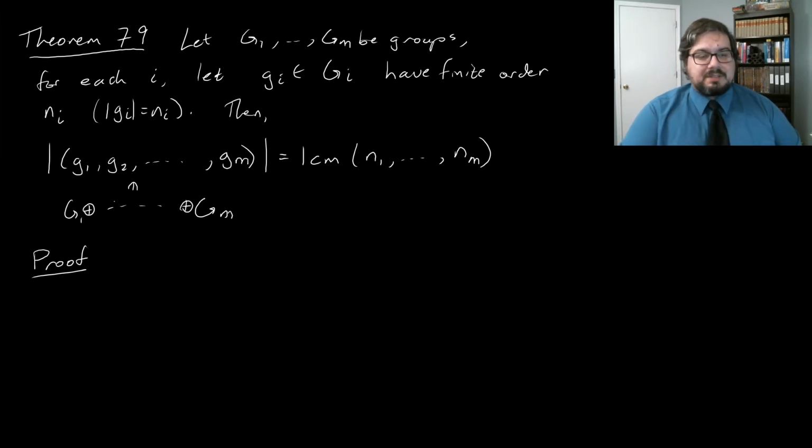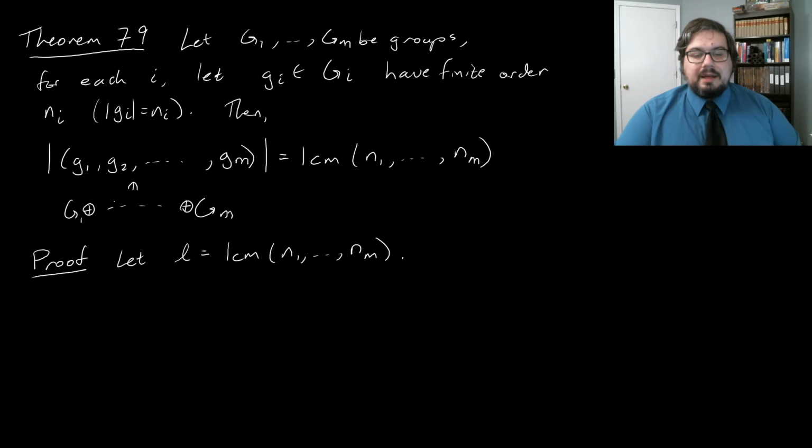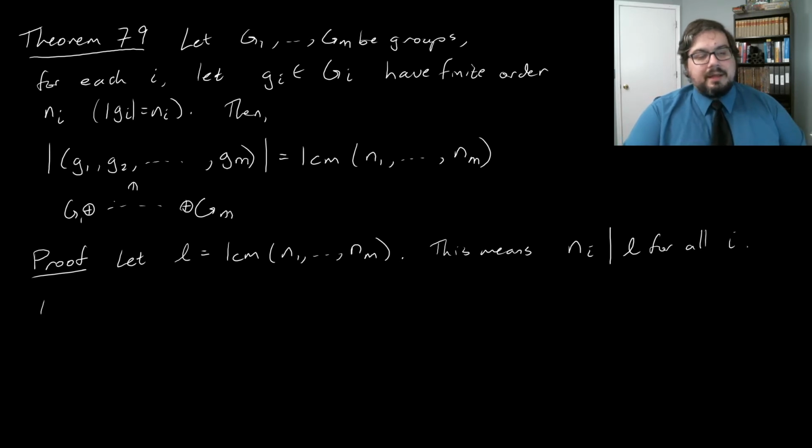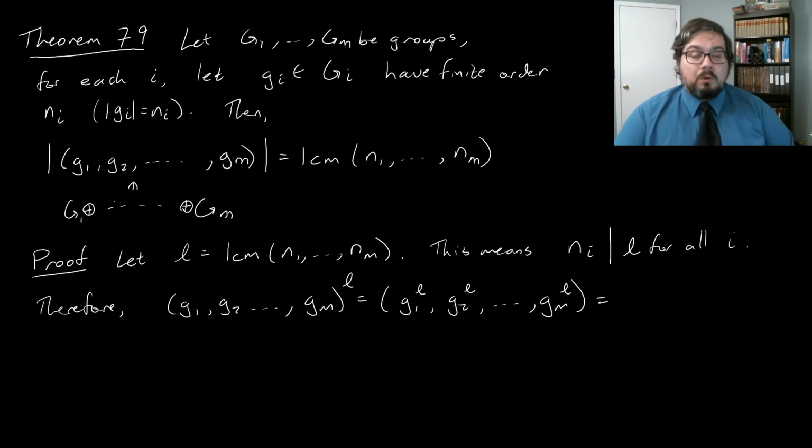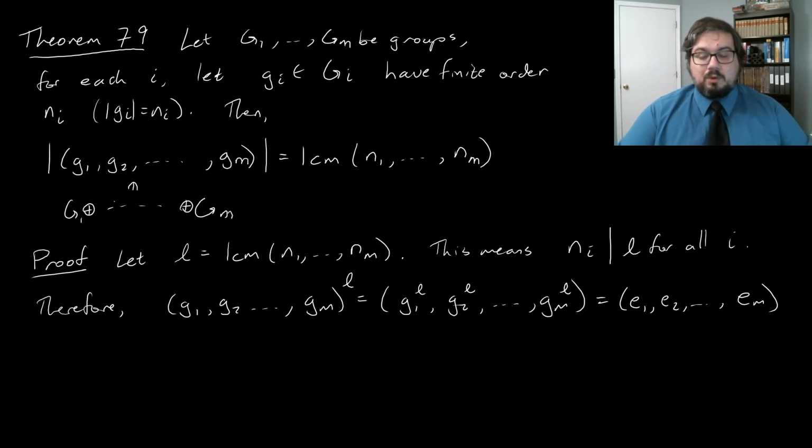So let's prove this. Now let's let L be the least common multiple of N1 through NM for convenience. Now this means that Ni divides L for all i. And therefore, if we take G1, G2, up through GM, and raise it to the Lth power, that's the same as just taking the Lth power of each individual piece. And because L is a multiple of the orders of each of these elements, we just get the identity elements of each of the groups, because L is a multiple of the order of each g.